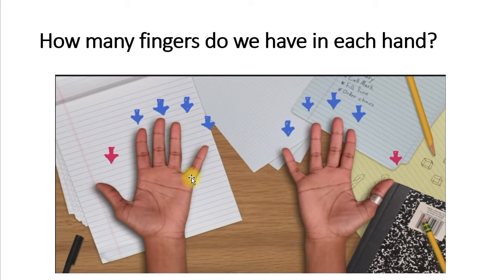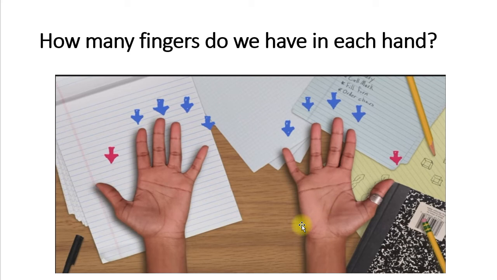Now count how many fingers you have in your other hand. 1 2 3 4 5. It means 5 in this hand and 5 in the other hand. 5 plus 5. For this you have to count them all together. 1 2 3 4 5 6 7 8 9 10. All together we have 10 fingers. 5 fingers in one hand and 5 fingers in the other hand make 10 fingers all together.